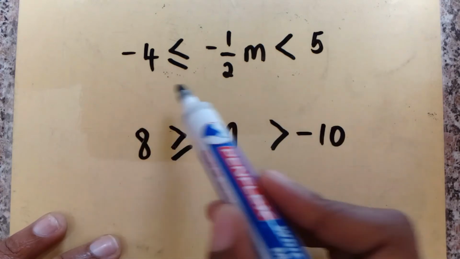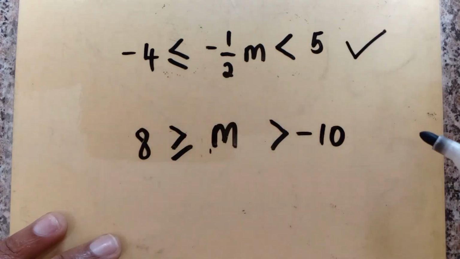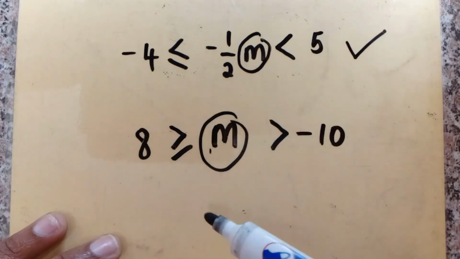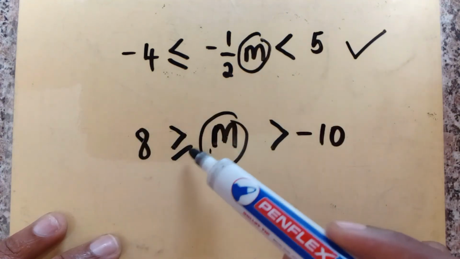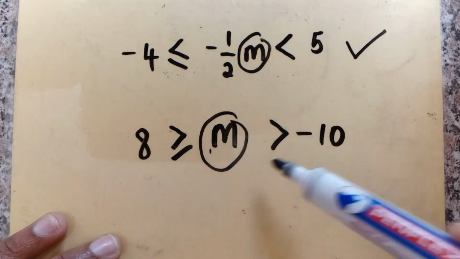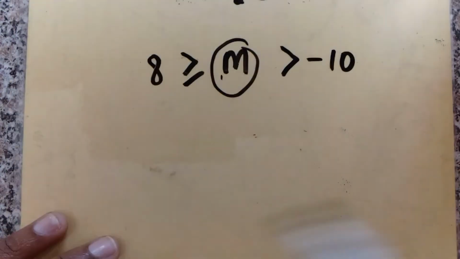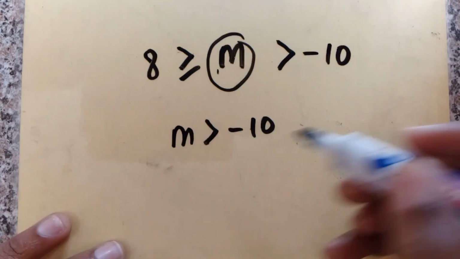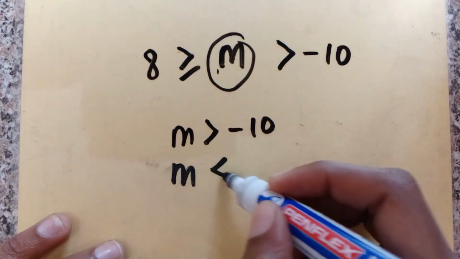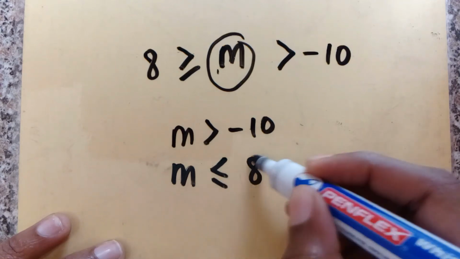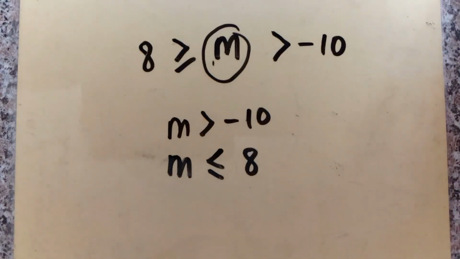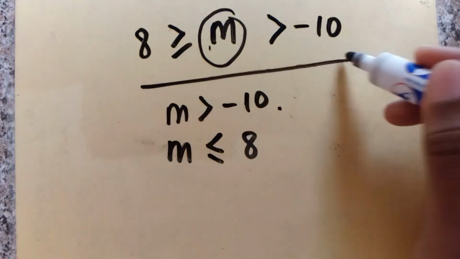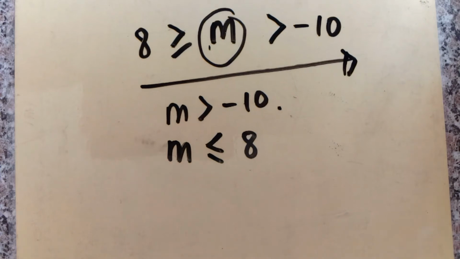This was the inequality that was given to us in the question, and we were asked to solve for m. We solved for m and found that 8 is greater than or equal to m, which is greater than negative 10. What does this mean? This means that m is greater than negative 10, as well as that m is less than or equal to 8. So the second question says that we must write the answer that we obtained in interval notation.